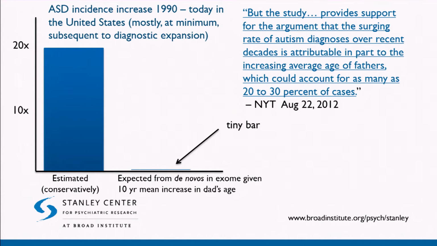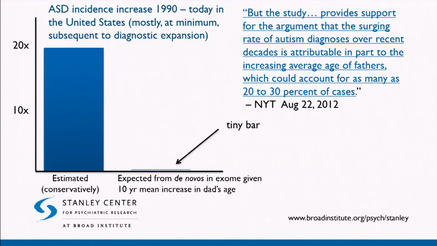And this bar, which is very, very small, is how much of an increase you would expect, even if dads had gotten 10 years older in the last 5 years, which simply has not happened. And in fact, in order for the increased diagnosis rate of autism in the United States to be explained by dads getting older, dads would currently, on average, have to be having their children at about 135 years. Which sounds off.